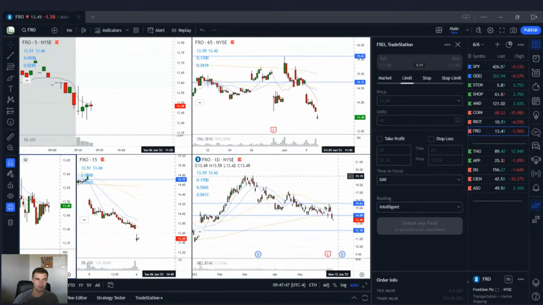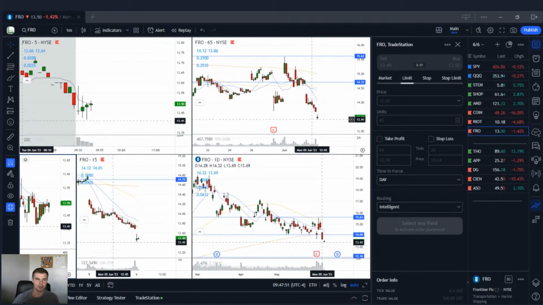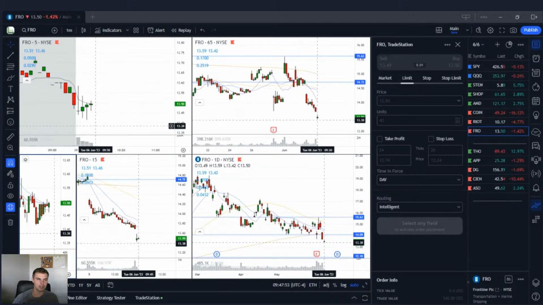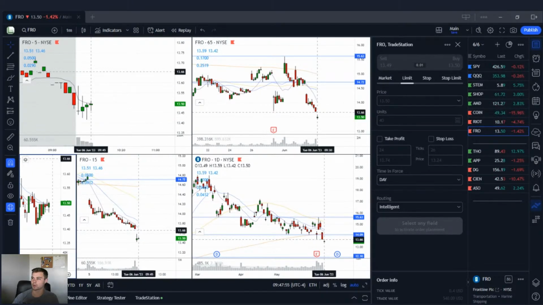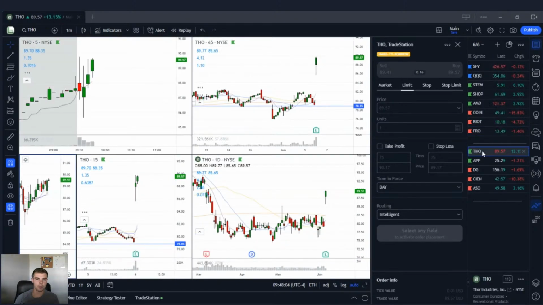I suppose you can still watch the FRO short. Still got plenty of range left. The volume is pretty decent as well, so keep an eye on the FRO short. You can watch the FRO short for sure. Other than that, I don't see a whole lot.